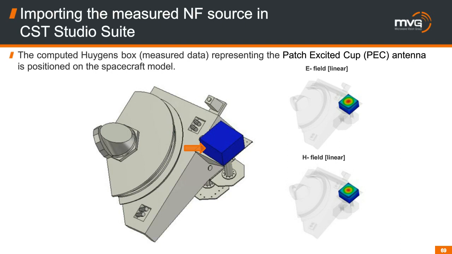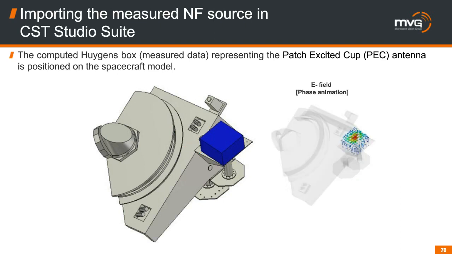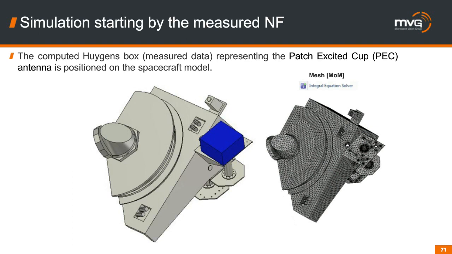Here, the E and H field of the source is reported, and MVG performs the simulations of the results that we have presented. This is another representation of the source, also showing the phase radiation. And this simulation has been done by the integral equation solver, and here the mesh domain is represented. Other solvers can be used with the near field source as input, like time domain or others.